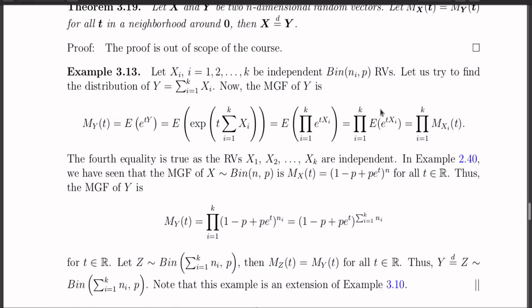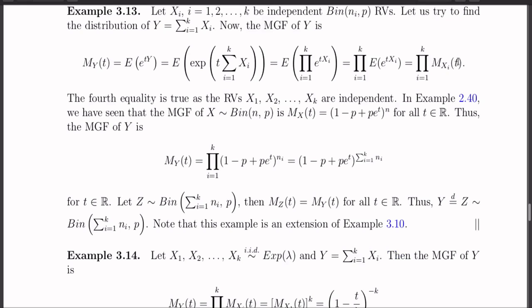Okay. Now I know the moment generating function of Xi at the point t, because Xi has a binomial ni, p distribution. For a binomial n, p distribution, the moment generating function is (1 minus p plus p e to the power t) whole to the power n, and the moment generating function exists for all t belongs to R. So the moment generating function of Y is nothing but the product of the moment generating functions of Xi, and the moment generating function of Xi is nothing but (1 minus p plus p e to the power t) whole to the power ni.